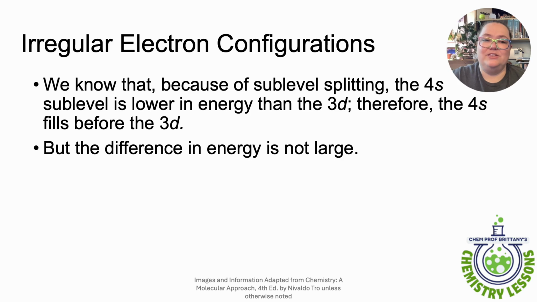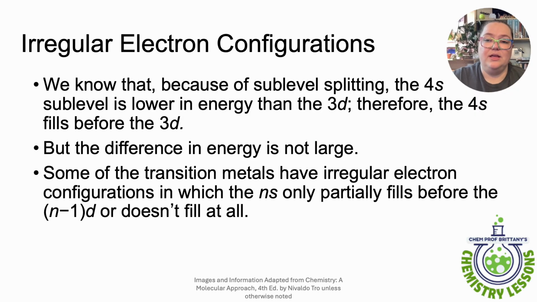All right, so irregular electron configurations. We know, because of sublevel splitting, that the 4s sublevel is lower in energy than the 3d orbital. This is that video that I mentioned previously that I have linked for you. So go back and look at that if you don't remember. So the difference in energy is not large, but it matters.